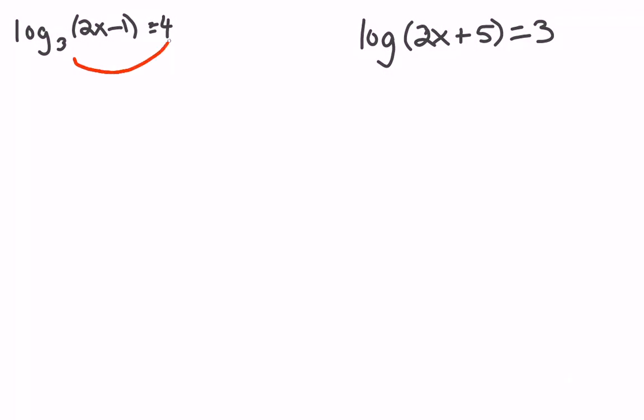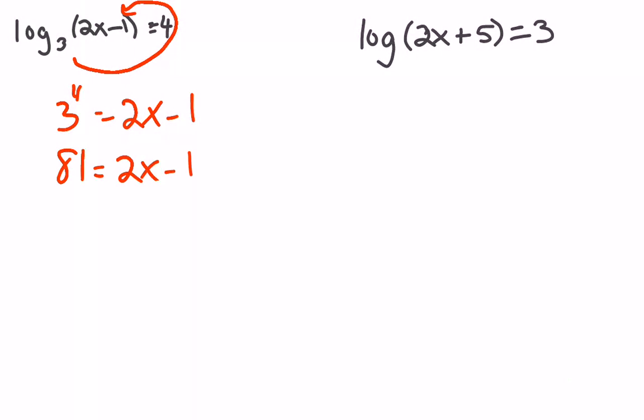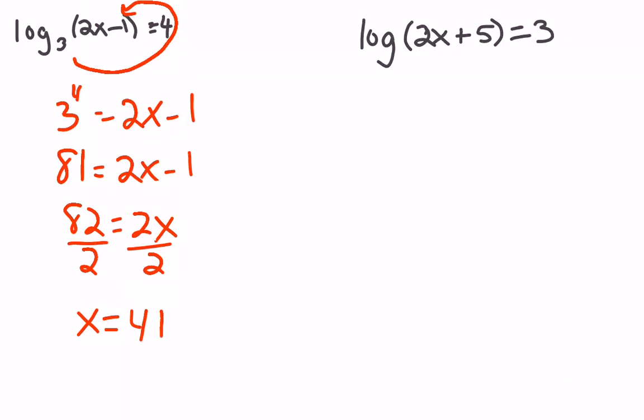So this is where we use the loop method, where I change this to mean that 3 to the fourth equals 2x minus 1. At this point, we just use our calculator to do some arithmetic. So 3 to the fourth is 81 equals 2x minus 1, and we have those familiar two-step equations to solve. So add 1 and divide by 2. So x equals 41. Look at the next problem.